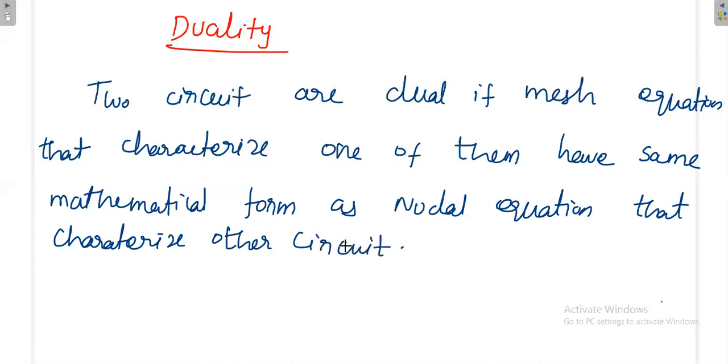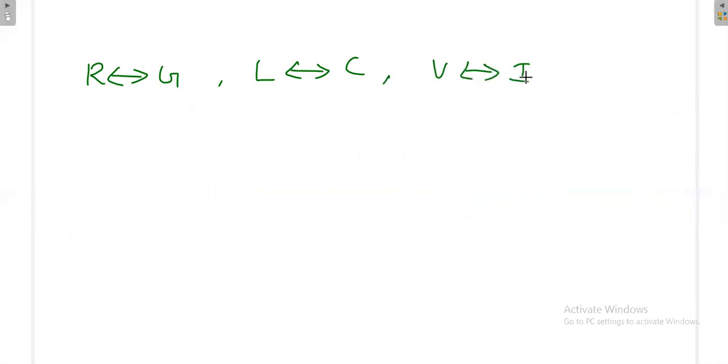Okay, so whenever they ask for the dual of a circuit, they will give one circuit and ask for the dual of it. They may give a circuit, or sometimes they may give it in terms of equations. To apply duality, if R is present, we replace it with G, and if L is present, we replace it with C. That means if C is present, we replace it with L. If V is present, replace with I, or if I is present, replace with V.